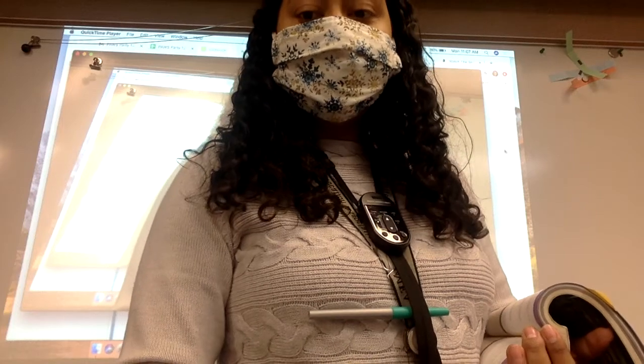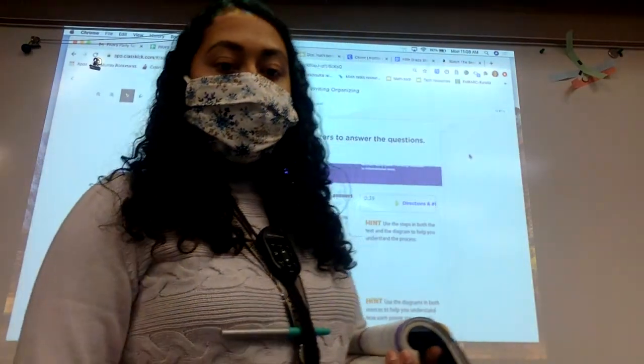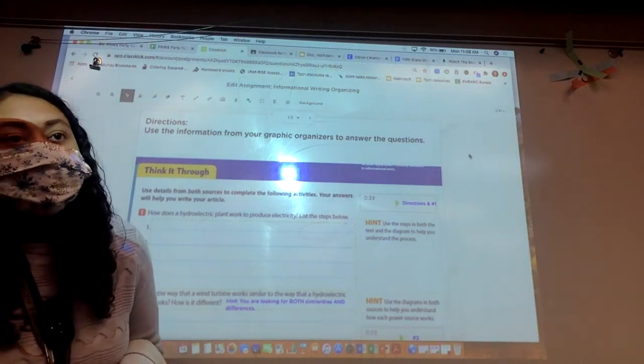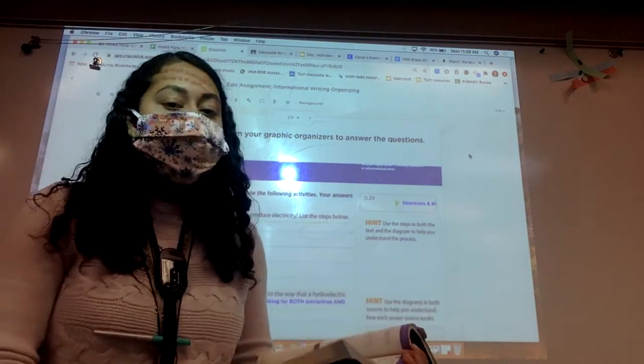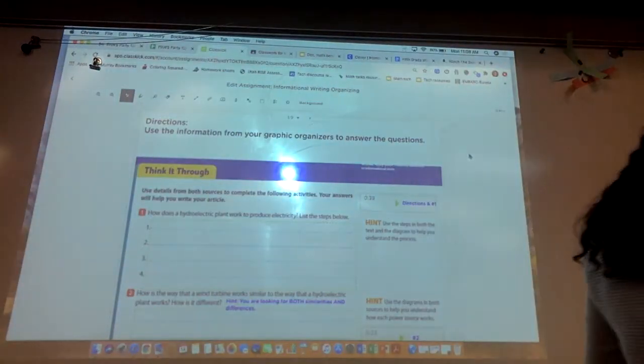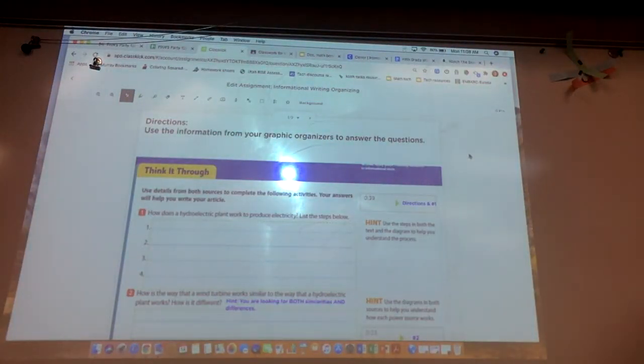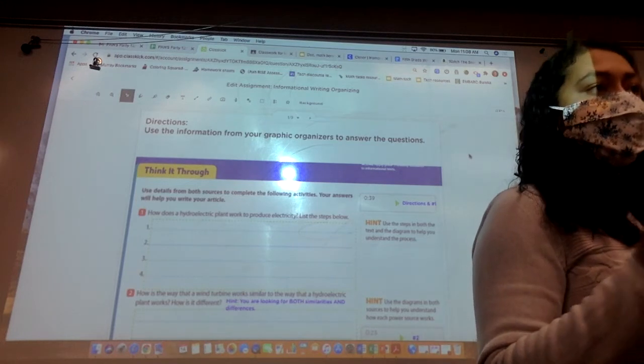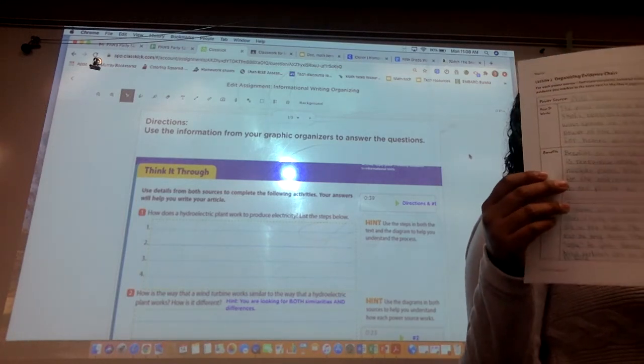Okay, we're finishing up our ready writing. So we're going to use the information from our organizers to answer these questions, okay? So on your desk, you should also have these two papers out so we can look back at them.